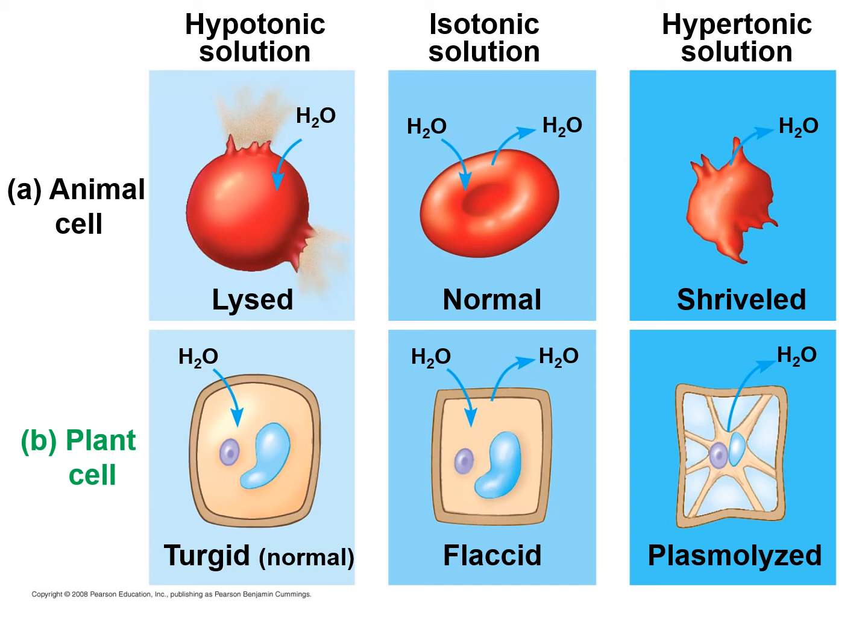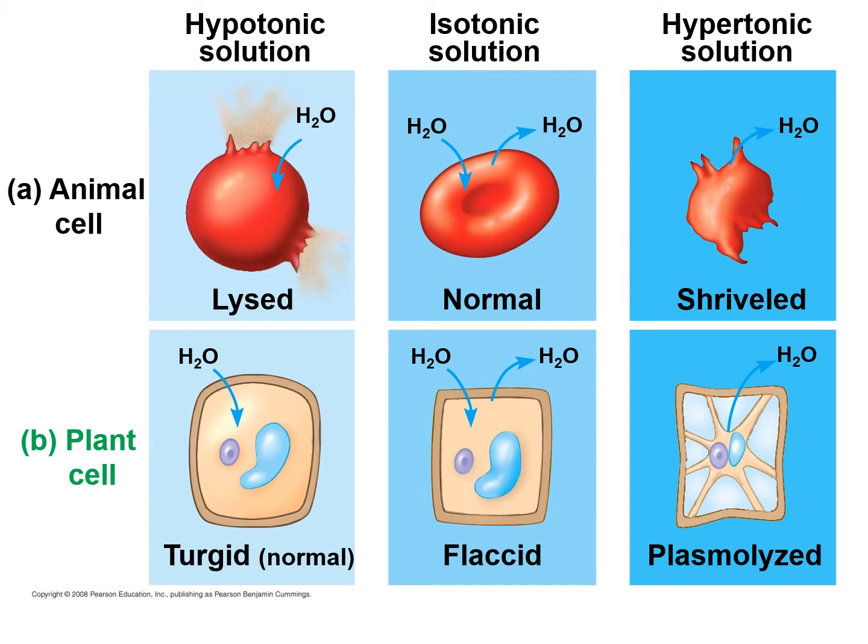So let's start with the isotonic situation. What's happening is the cell is going to be flaccid. Water is going to move in and out, but you can see it's quite different from the turgid condition. The turgid condition is when the plant cell is in hypotonic solution. So in this case, the water rushes in, but the cell wall pushes back. And we get this equilibrium forming where the force of water rushing in is the same as the force of the cell wall pushing back.